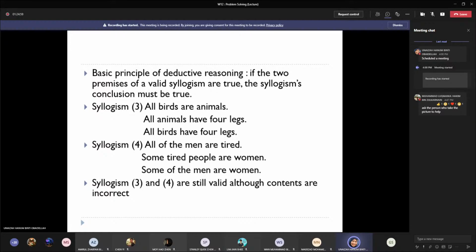If you use this approach, you can see that the last two are still valid in terms of the logic, but the contents are quite arguable. You can say it's incorrect. You wouldn't say men are women; men are men, women are women, right? And normally birds have 4 legs. What birds have 4 legs? I've never seen any. Yeah. Okay, so that's an example.